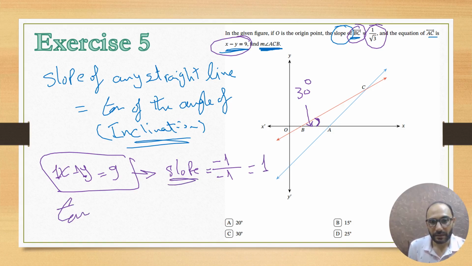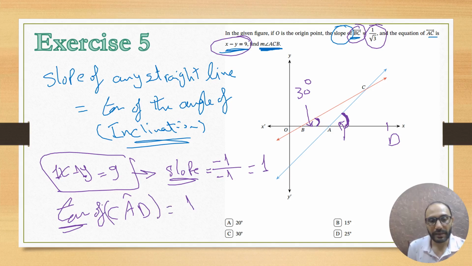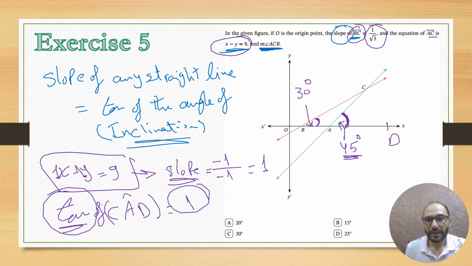So the slope of the straight line is the tan, or the tangent, of the angle of inclination that the straight line AC makes with the positive direction of the x-axis. So we can now find the measure of this angle of inclination. Tan of this angle, tan of the angle CAD, let's say D here, equals 1. That means this angle is 45 degrees. The acute angle whose tan equals 1 is the angle 45 degrees. You can find that easily using your calculator.